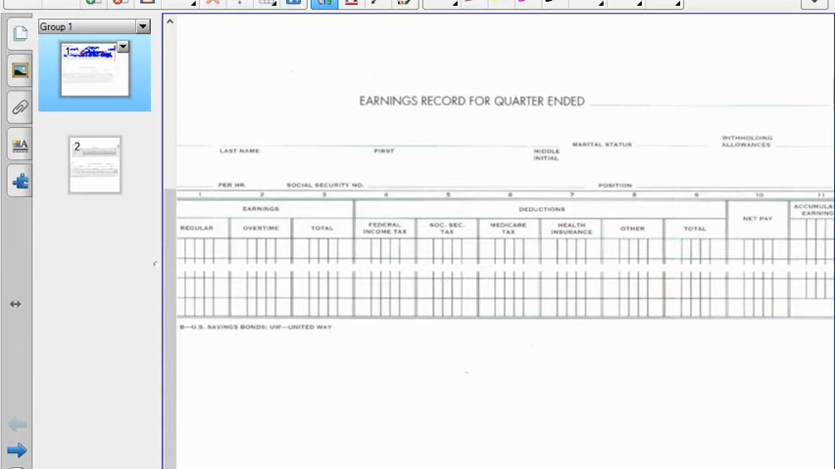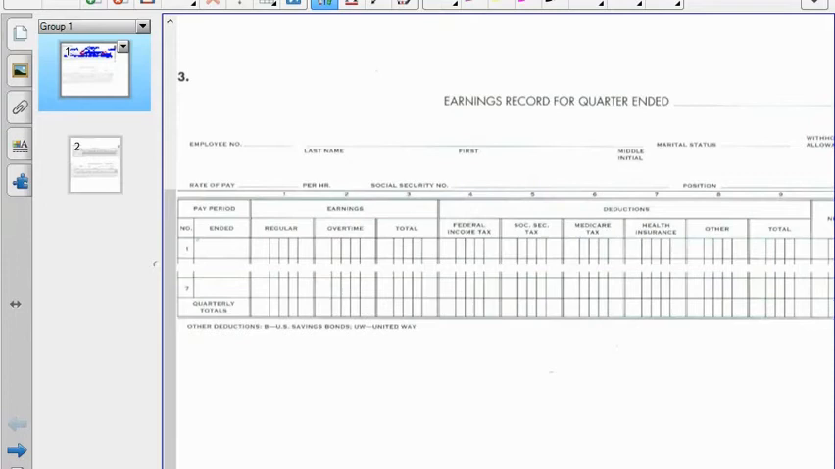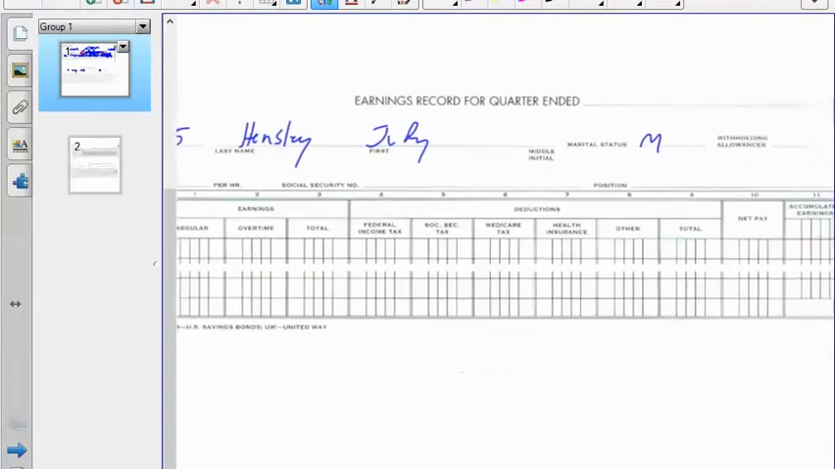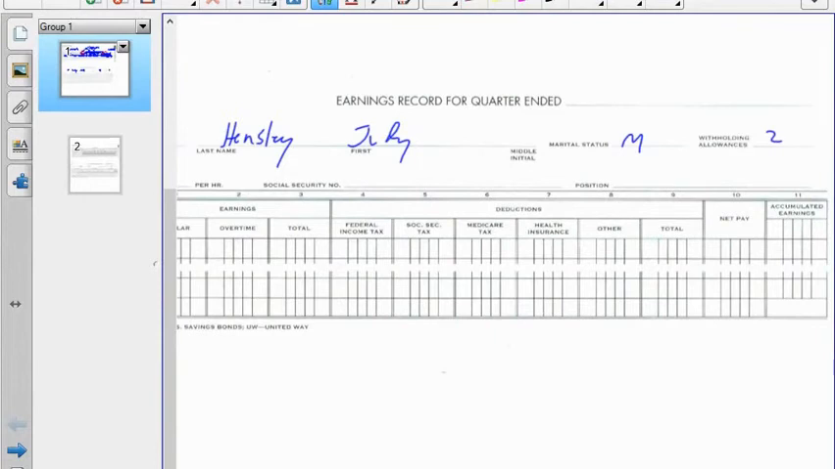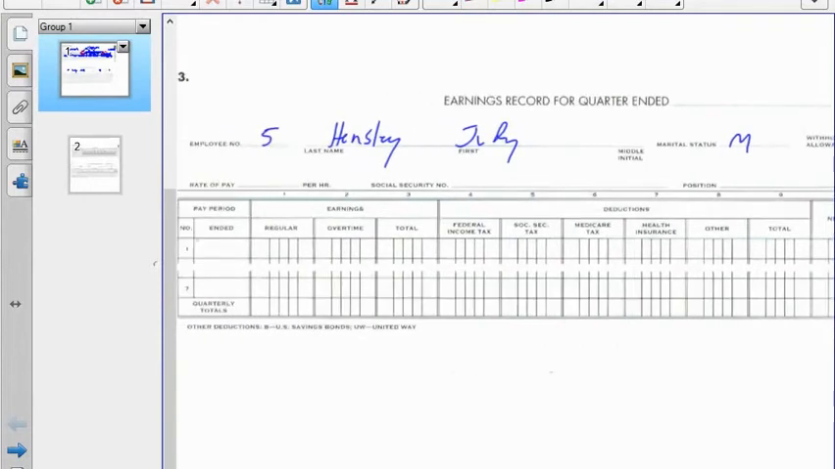So we kind of just take it one by one, fill in the empty information. Employee number is 5. Hensley, Judy, she is married, and she has 2 allowances. She's making $13 an hour. And social 453-6912-0123. And she's a sales clerk.